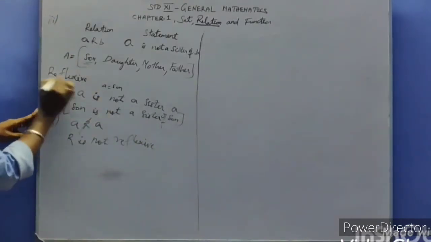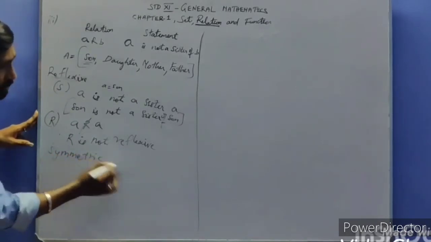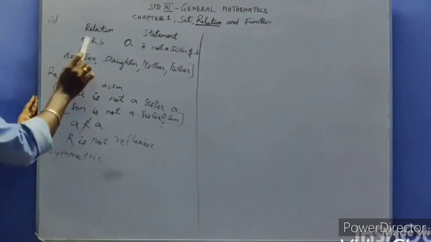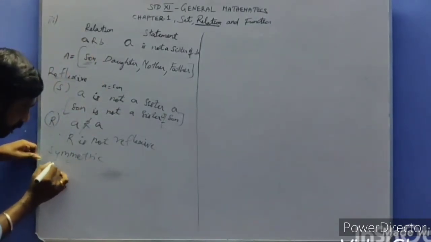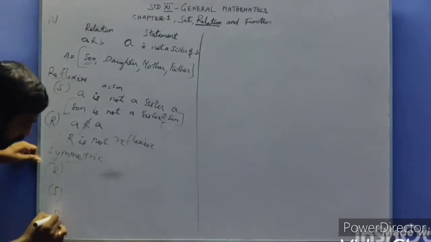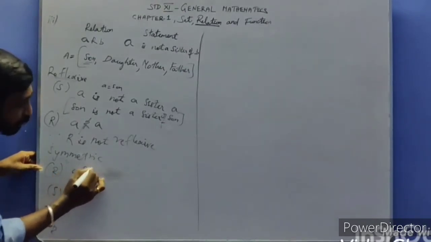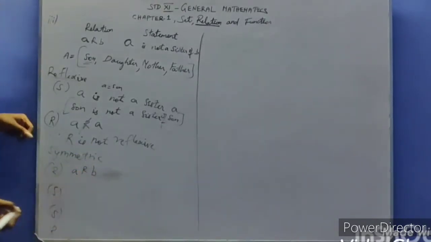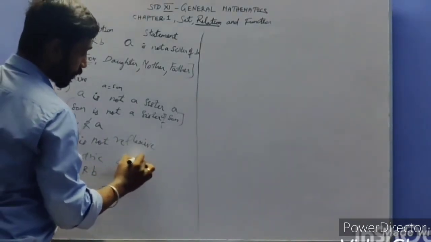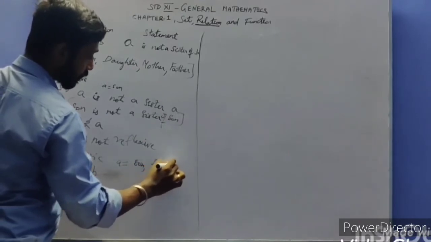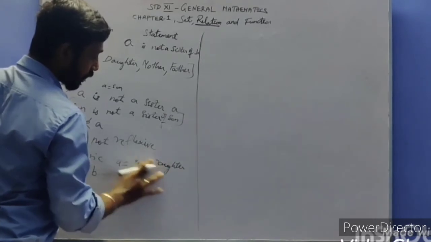The next one: now we are going to find out symmetric. Symmetric means, what is the relation here? A related to B implies B related to A. Now we write like this. First we write the relation, then two statements, then one relation. So here R means A related to B. Now we have to assume A is equal to son, B is equal to daughter.